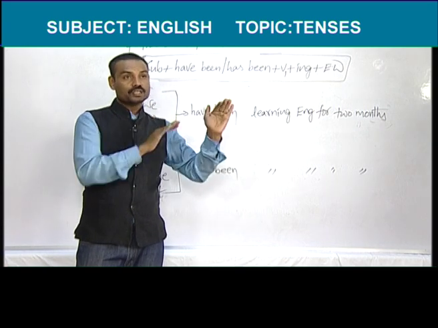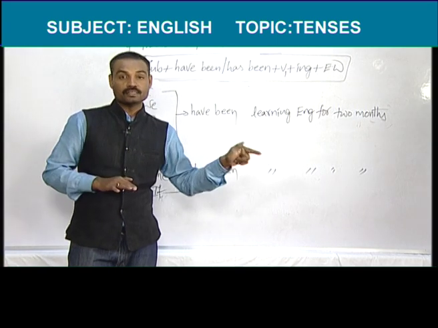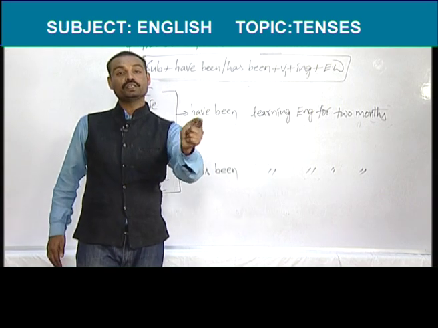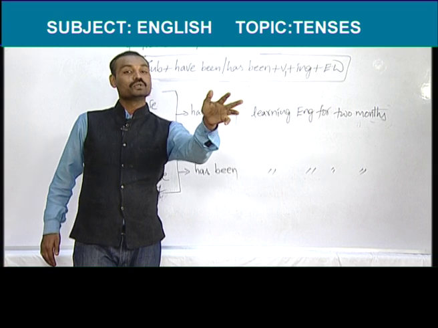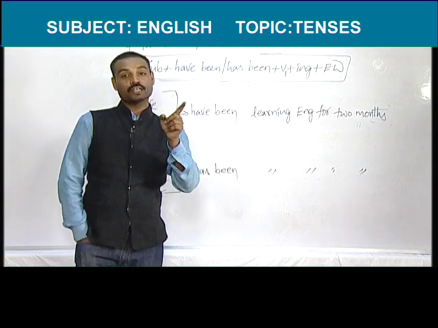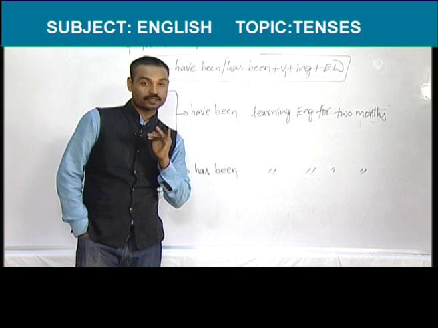For example, she has been watching TV since 8 o'clock. 8 o'clock is the point of time, since. Next, they have been reading a story for 2 days. 2 days is not a point of time, so that is for. Sunday or Monday means a point of time. They have been reading a story since Sunday.